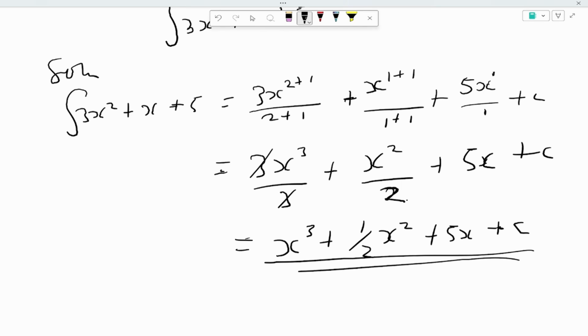In the next video, I'll be giving examples of definite integrals, how to calculate a definite integral, in the next video.